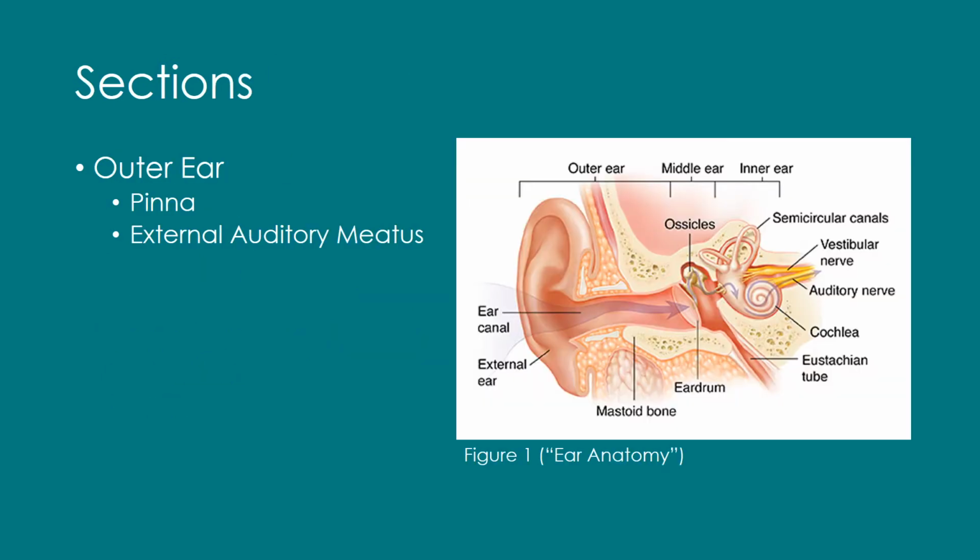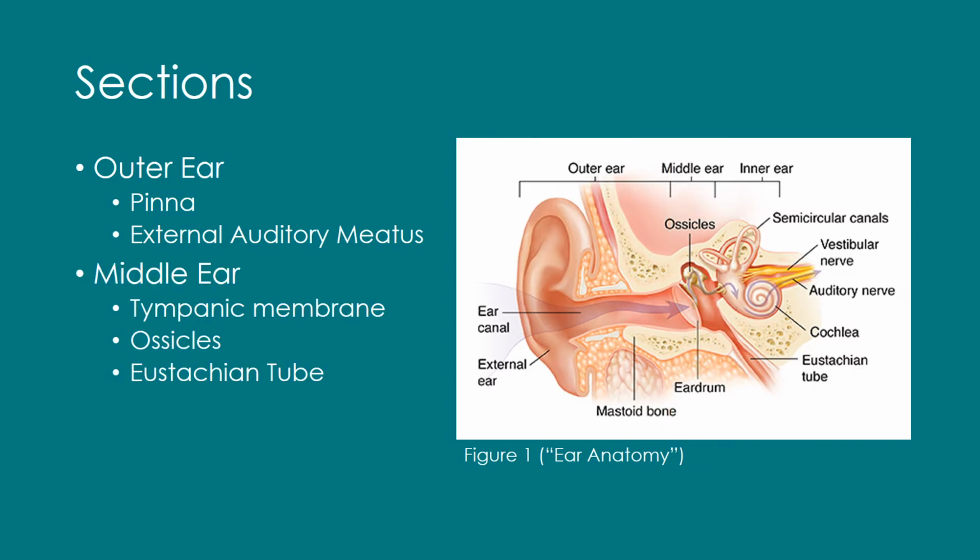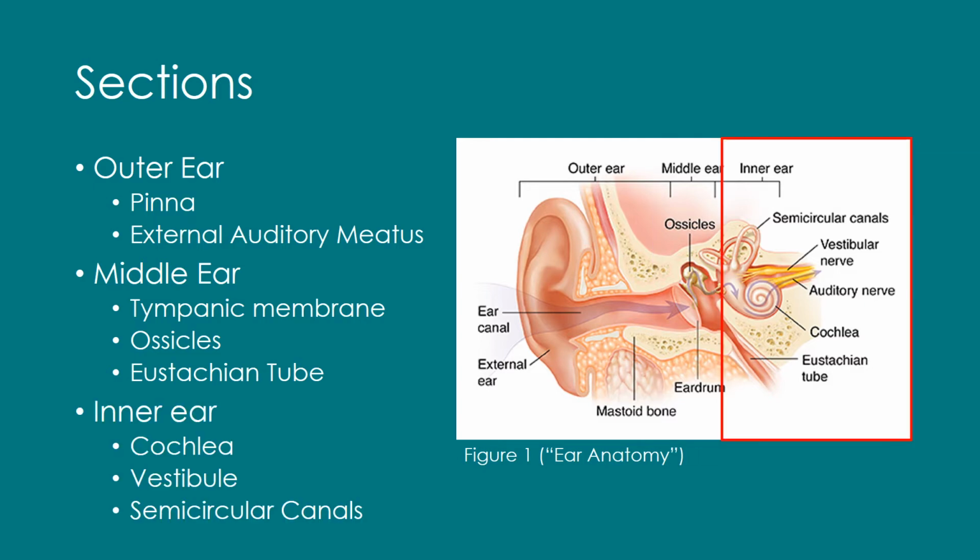You can see the three basic sections of the ear in Figure 1. We have the outer ear that includes the pinna and the external auditory meatus, or the ear canal. The middle ear consists of the tympanic membrane, ossicles, and eustachian tube. The inner ear consists of the cochlea, vestibule, and semicircular canals. Let's look into these sections further.